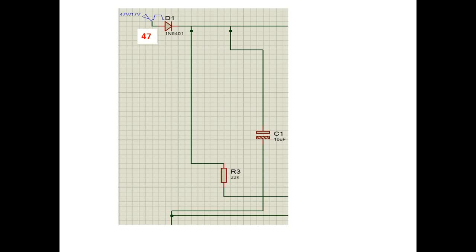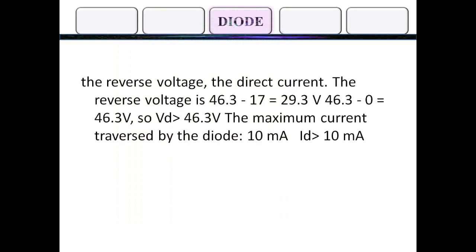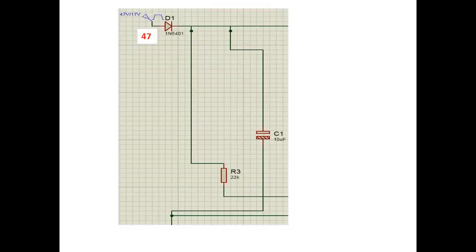Because if we want to choose the diode, we should be careful about two indicators: the reverse voltage and the direct current. The current for our circuit is 10 milliamperes. Now we calculate the reverse voltage. In the circuit, we focus on this capacitor and the source power.